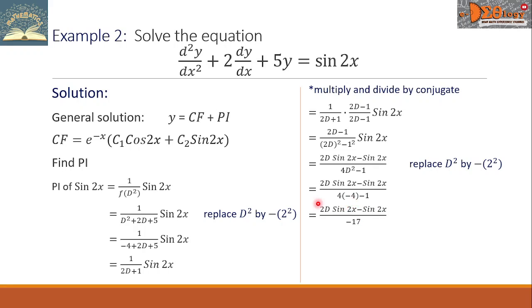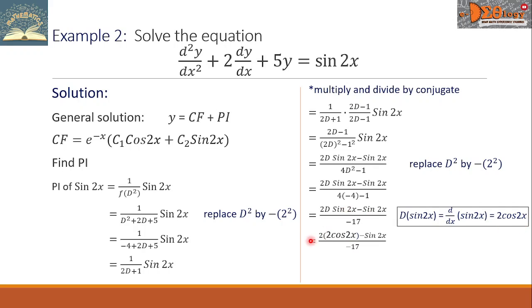take note that we have this D of sine 2x, which means we're going to take the derivative of sine 2x with respect to x, and that is equal to 2 cosine 2x. Let us substitute this value in here. So that will be multiplied by the constant 2, and we simplify further the numerator into negative of the quantity 4 cosine 2x minus sine 2x, and then the denominator all over 17.